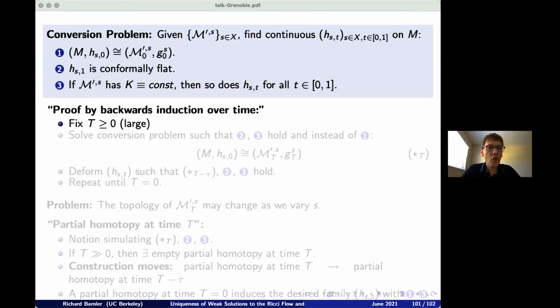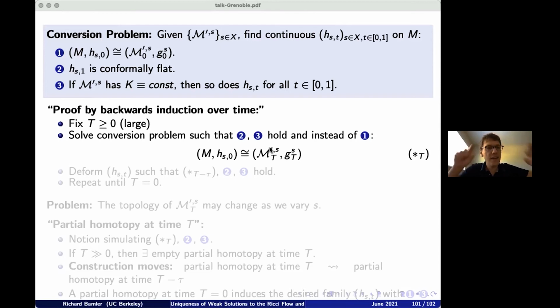And then my hope is to at least solve this conversion problem such that 2 and 3 hold, but instead of starting at time 0, we start at time t. So I want mh at 0 to be the corresponding time t slice. My hope is that this metric might be rounder, or these flows may not have existed for such a long time, because we're just taking the very end of these flows. So it might just be easier to solve this conversion problem if we choose t large enough.